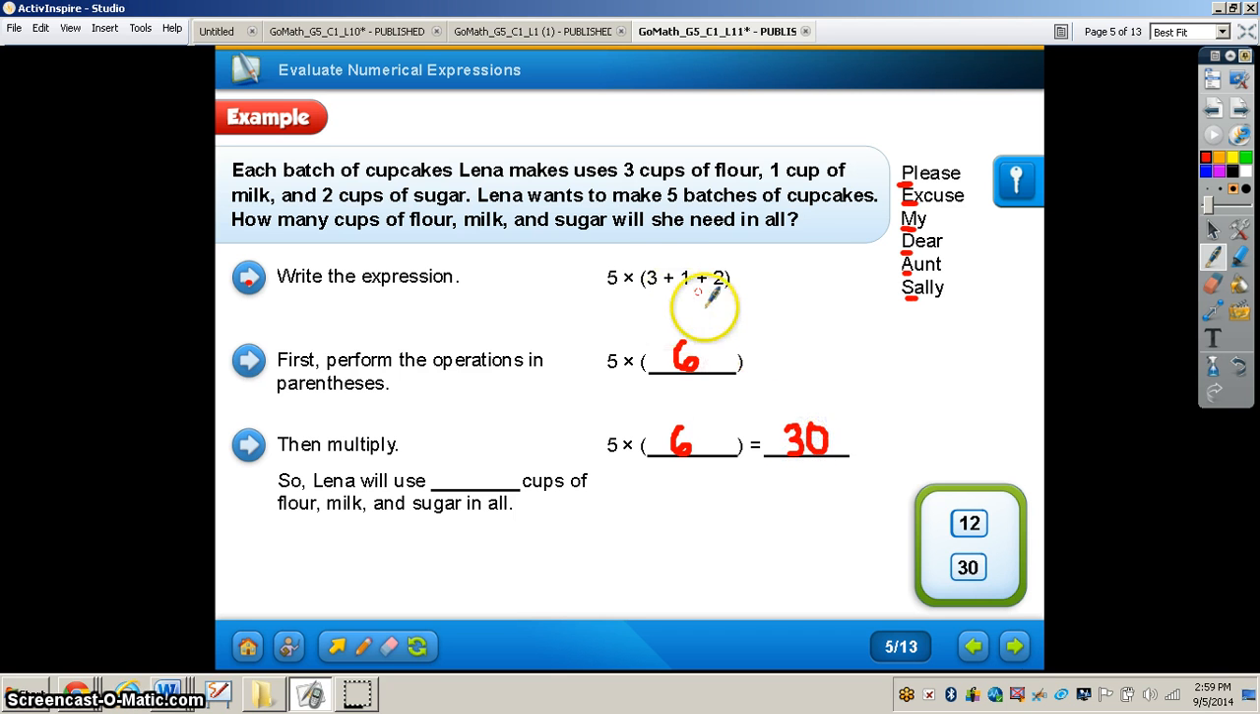So after you do the operation in parentheses, then you take that 5 times 6. Then you can start doing order of operations again, but we only had just 5 times 6, giving us 30. So we see that Lena will use 30 cups of flour, milk, and sugar in all.